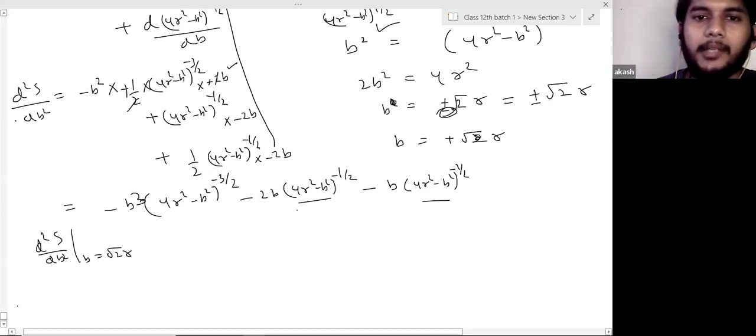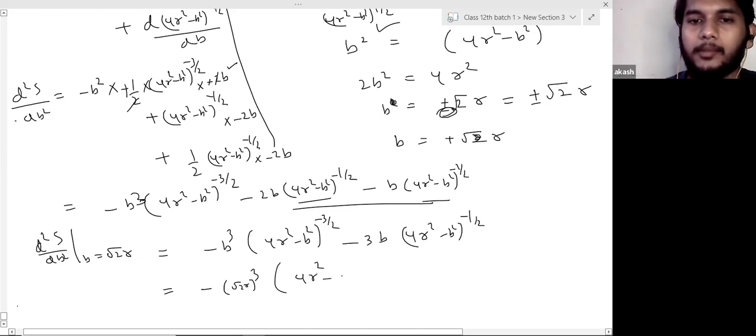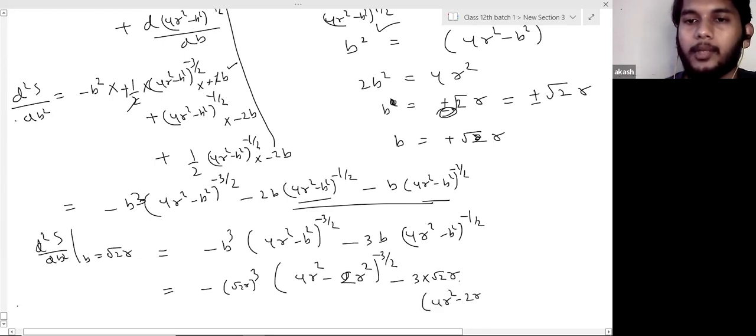So this is simply minus 3b into this. So minus b cube times (4r square minus b square) to the power minus 3 by 2, minus 3b (4r square minus b square) to the power minus half. Put the value of b equals root 2r. So we get minus (root 2r) cube (4r square minus (root 2r) square), so we can write (2r square) to the power minus 3 by 2, minus 3 into root 2r (4r square minus 2r square) to the power minus half. All right.